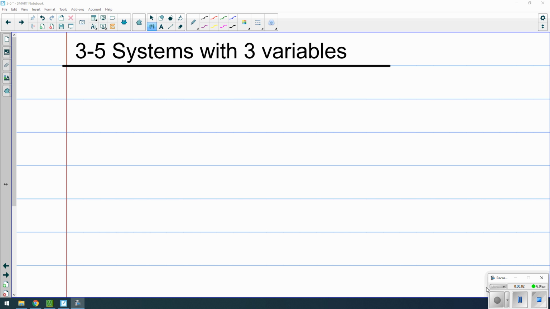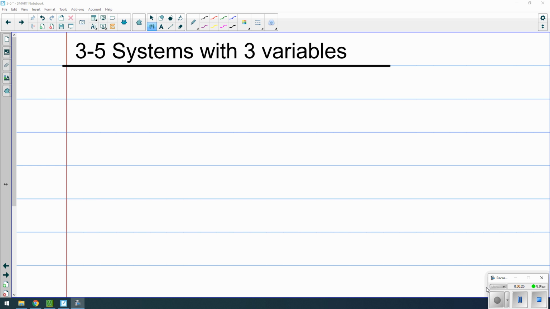Up to this point, when you've solved a system of equations, you've always been given two equations with two variables, usually x and y. You can graph a system of 2 by 2, you can use elimination, you can use substitution. Sometimes you even have a system of inequalities where you're looking for a double shaded region. Well, in section 3.5, we're going to work with three equations in three variables.